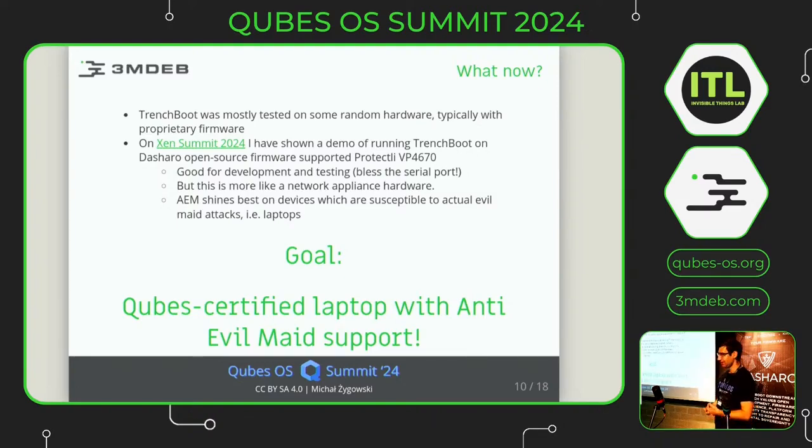Okay, so we have all these things working. We have Intel hardware supported, AMD hardware supported, with TPM 1.2, TPM 2.0. So what else do we want? Well, if we look back at the Trenchboot testing, one could see that we mainly tested it on some random hardware that was pretty much cheap and quite available, but these machines were typically running some proprietary firmware.